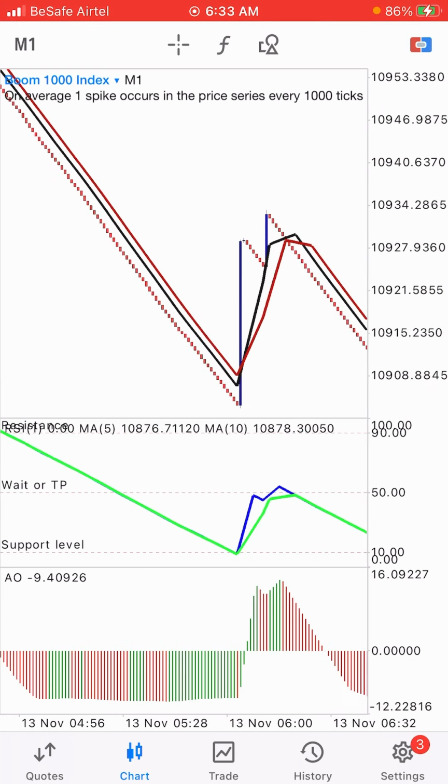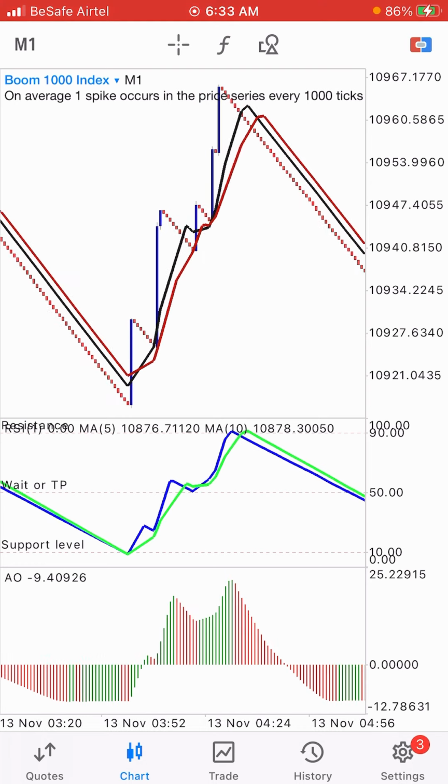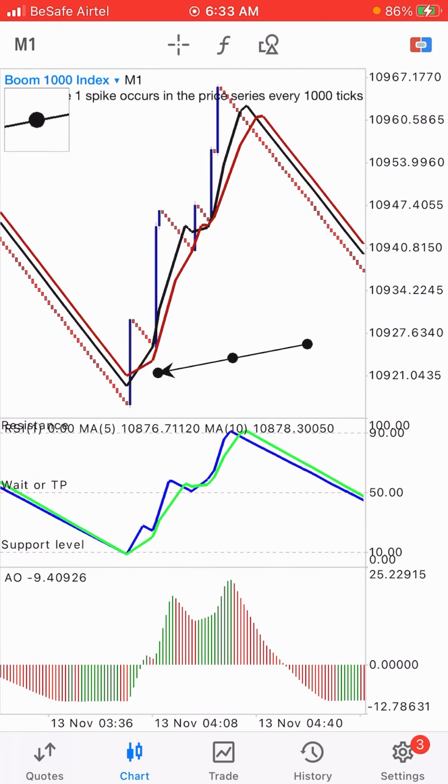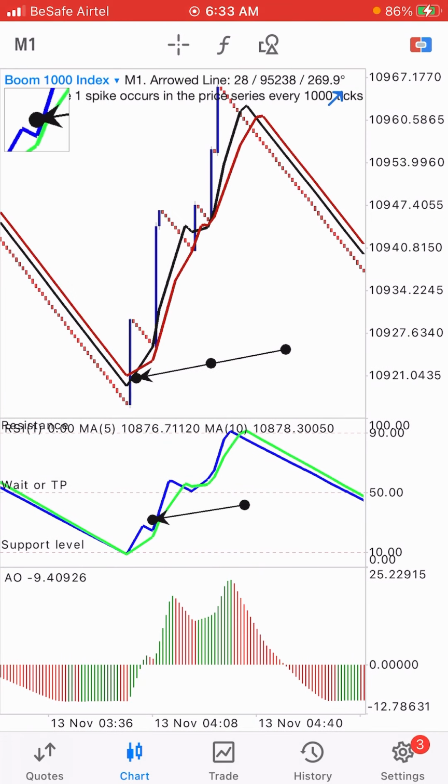So let me show you another example, beautiful example. You can see this here, very, very simple. I said after one spike, you wait for the two lines, this red and black line, to cross each other and face to the upside. That's number one confirmation. And number two, you make sure that these two moving averages have reached your support level and are facing to the upside.